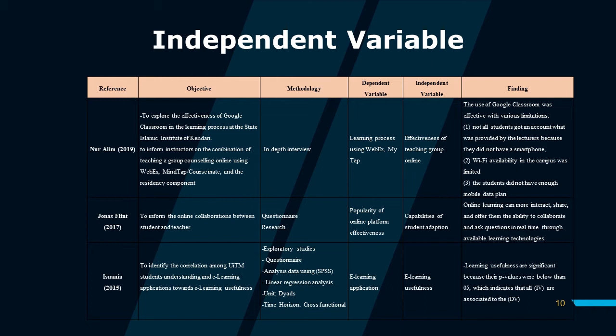Second, according to Jonas Flynn in 2017, he explained the collaboration on classroom lectures with students. And the third, according to Isnania in 2015, online platform or e-learning makes it easier for students to access all information wherever they are, as long as they have a stable internet connection.